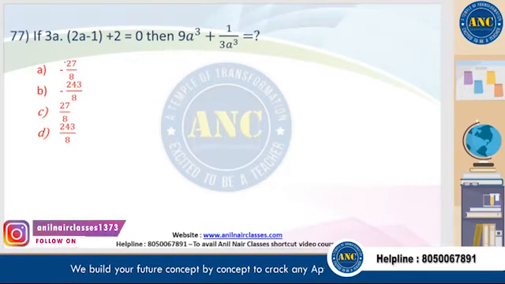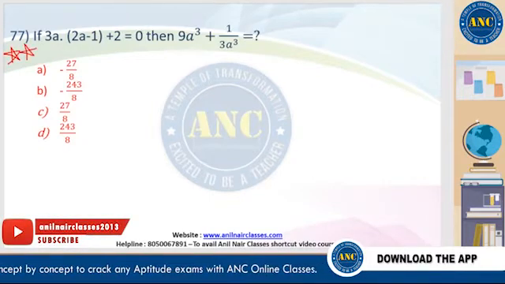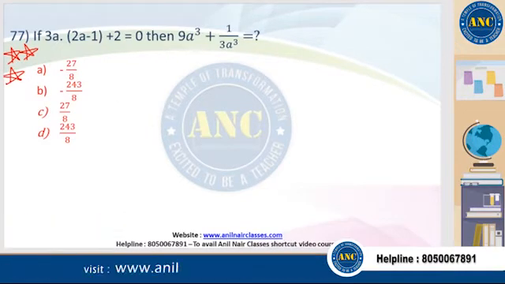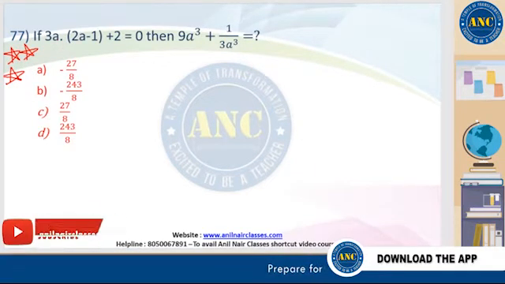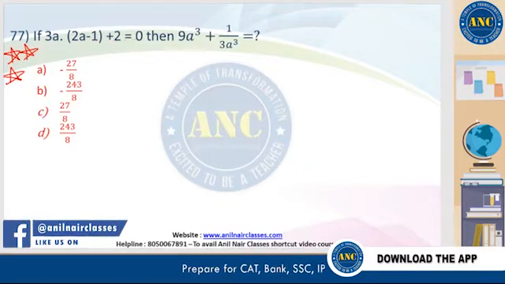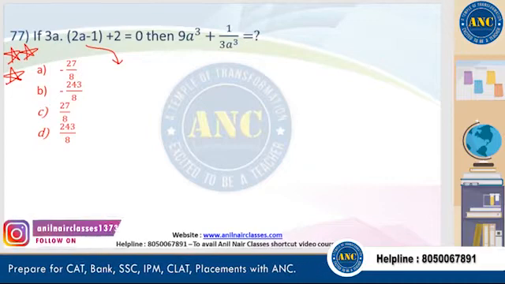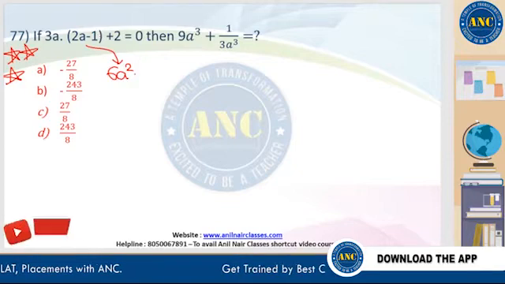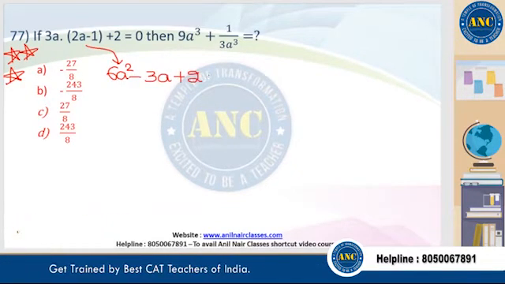Question number 77. Extremely important question, very beautiful and important. This is the kind of question you can expect to come in the examination. Very good question. Now see here. The question says 3a into 2a minus 1 plus 2 equal to 0. First of all, if I expand this equation, 3a into 2a is nothing but 6a square, and 3a into minus 1 is minus 3a, plus 2 equal to 0, right?